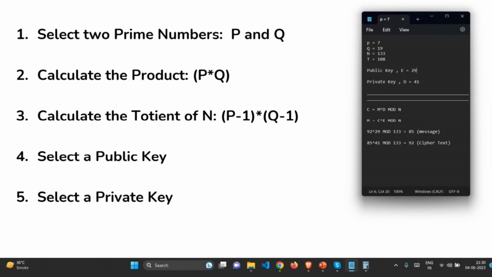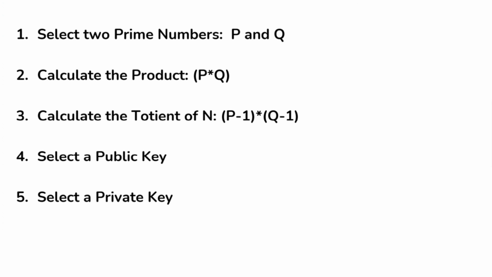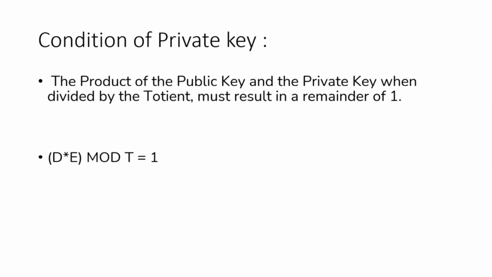The next step is selecting a private key. The private key must be such that it satisfies this condition. The product of the public key, that is E, and the private key, that is D, when divided by the totient, must result in a remainder of 1. When put in a formula presentation, that would be D multiplied by E modulo T is equal to 1. So modulo is nothing but remainder.